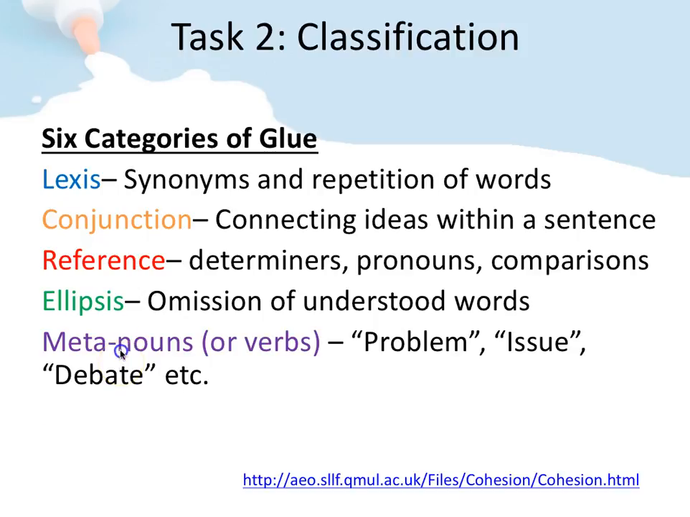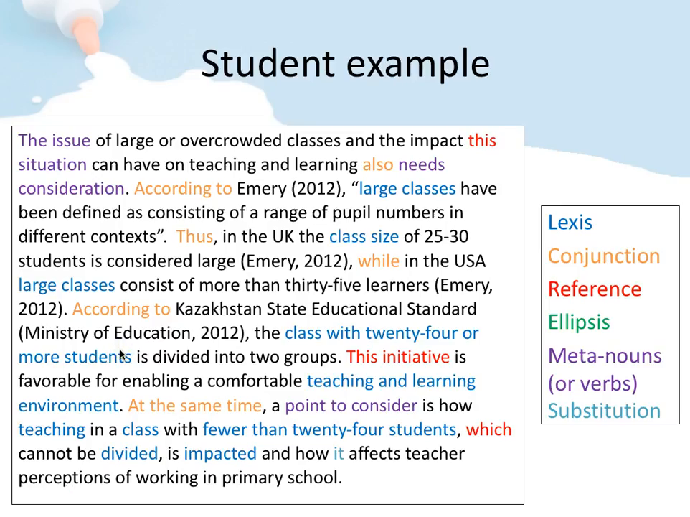Talking about your ideas. And the last one is substitution, using "the ones" or "the same" instead of repeating a word from before. So let's look at a few examples of these and how some variety of these different categories can improve cohesion. This is a student example that they have color-coded, and I thought this was a brilliant way, so I'm sharing their hard work with you.